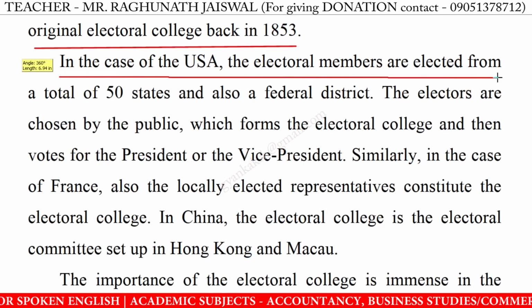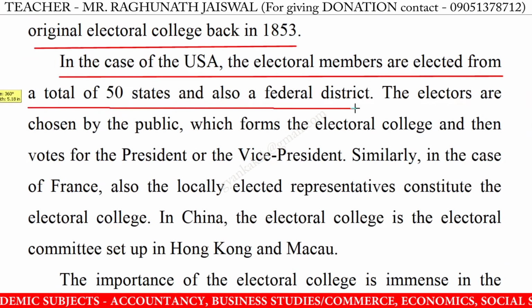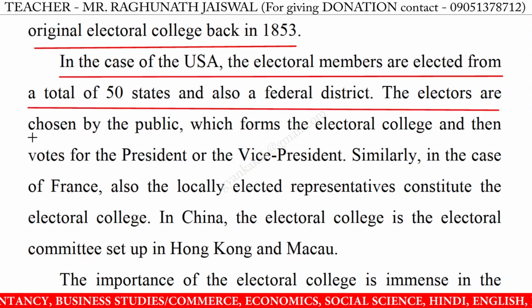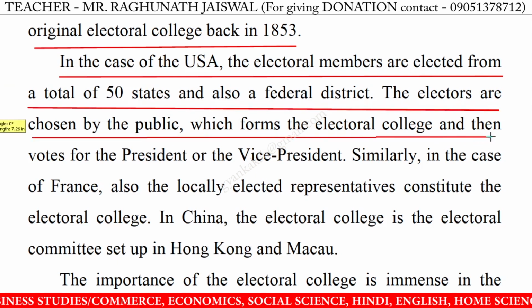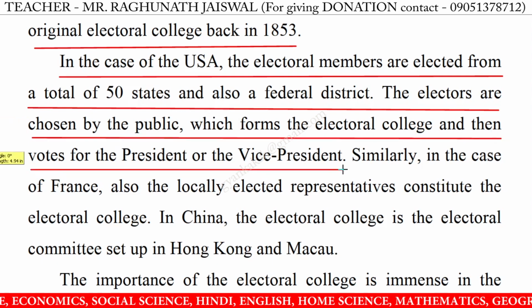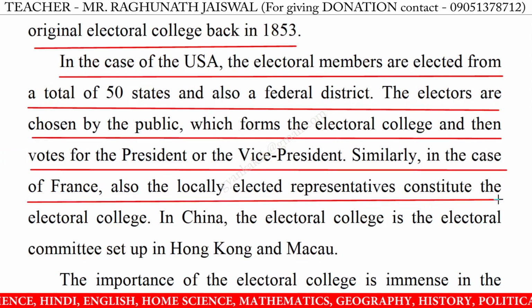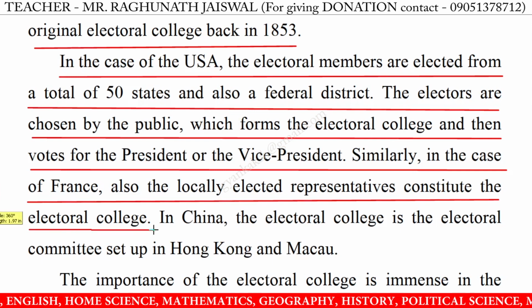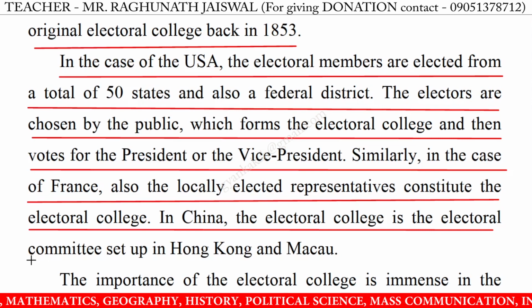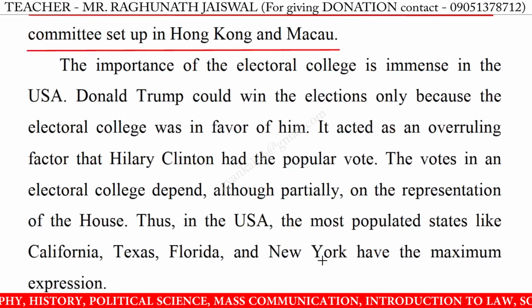In the case of the USA, the electoral members are elected from a total of 50 states and also a federal district. The electors are chosen by the public, which forms the electoral college and then votes for the president or the vice president. Similarly, in the case of France, also the locally elected representatives constitute the electoral college. In China, the electoral college is the electoral committee set up in Hong Kong and Macau.